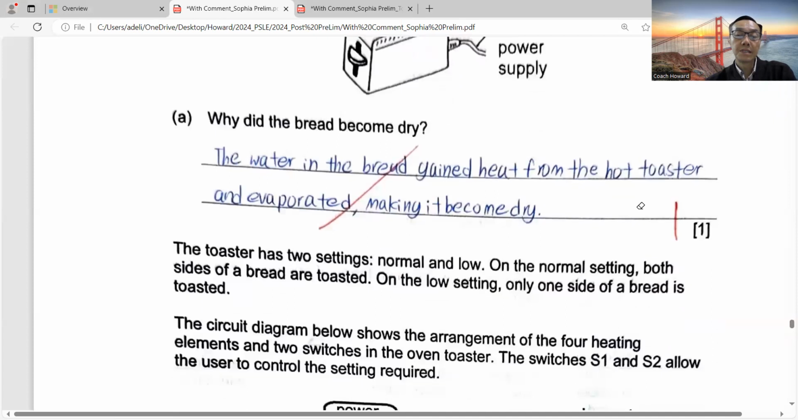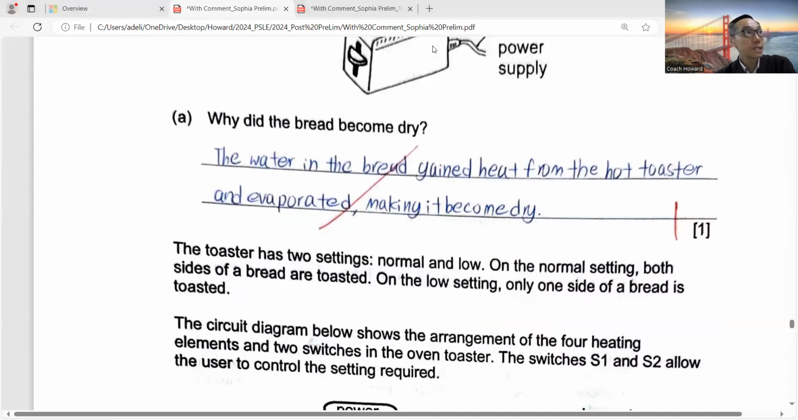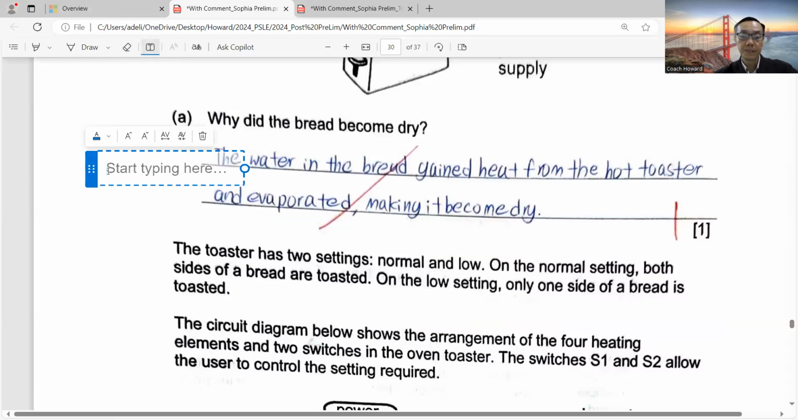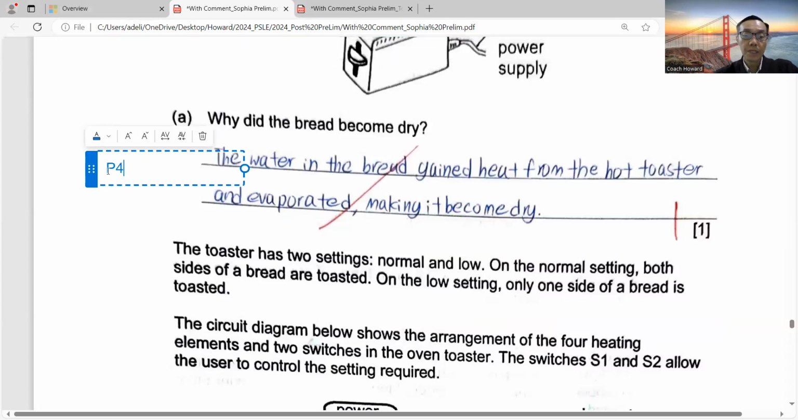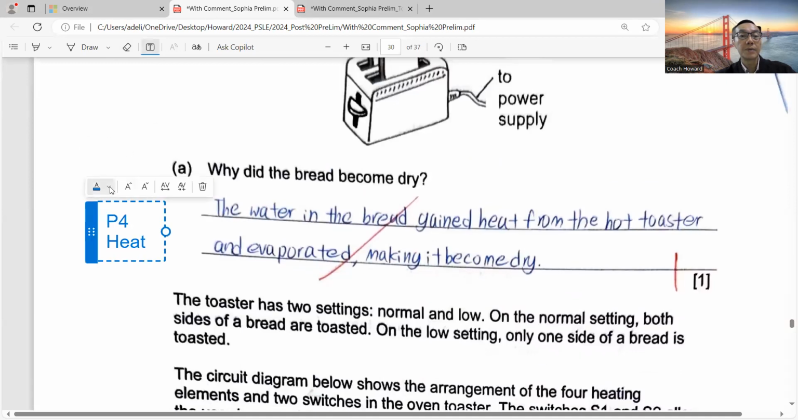Okay, now this is a question. As you know, for PSLE, students are tested on content from P3 to P6. So notice this one, if I can put it here. This is a P4 heat topic. It's also good that when you do your prelims analysis, you write down the topic that appears. This is a P4 heat topic. Actually, I want to change the red color.